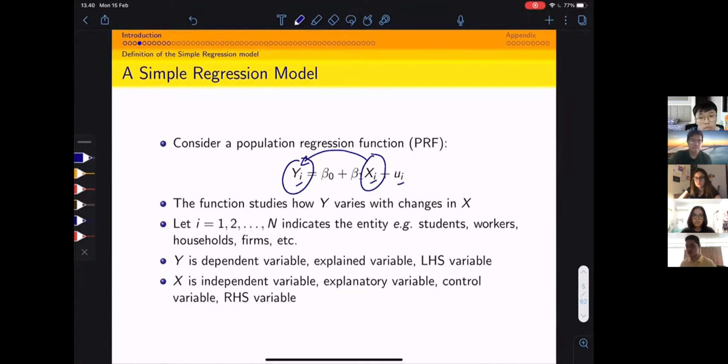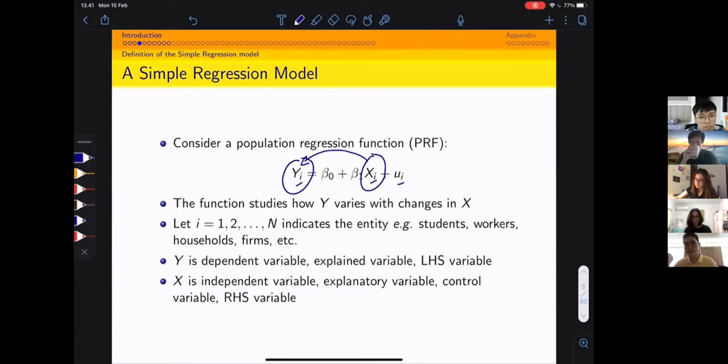So dependent variable is another name for explained variable or the left-hand side variable. Independent variable is going to be another name for explanatory variable or control variable. Some people call it the right-hand side variable. And so these are just synonyms, basically. But when you go and do your exercise or you want to do some econometrics, you have to be explicit on what is the dependent variable and what would be the independent variable from the beginning.